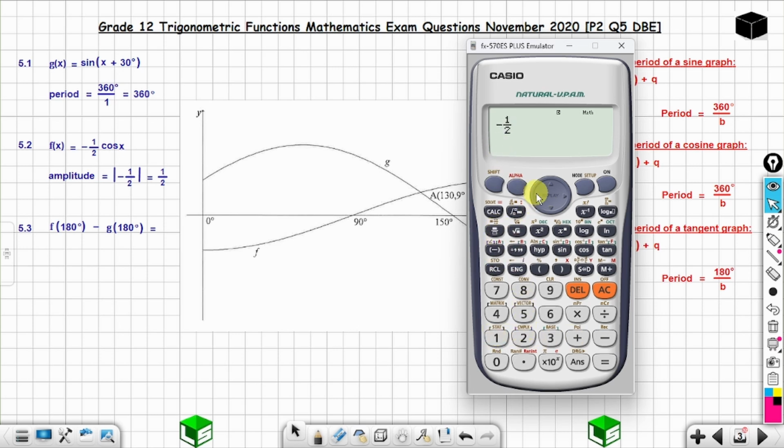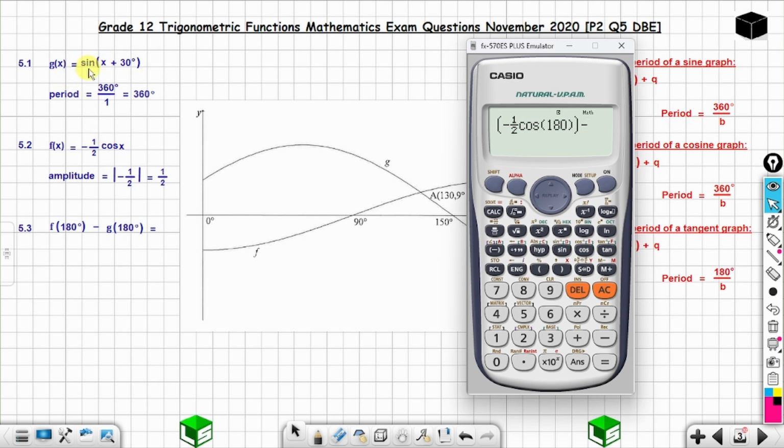Let me close everything in the bracket like this. Now I have cos of x, so I'm going to plug 180 wherever I have x. I close this bracket and I close this bracket. Minus g of 180. I'm going to plug 180 into g.